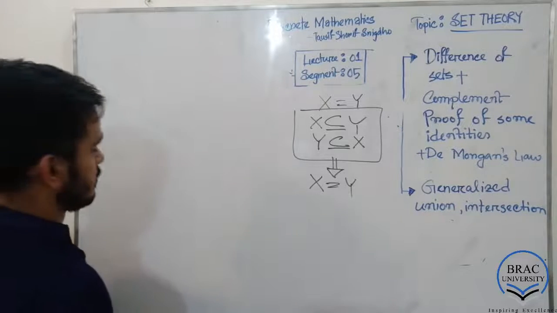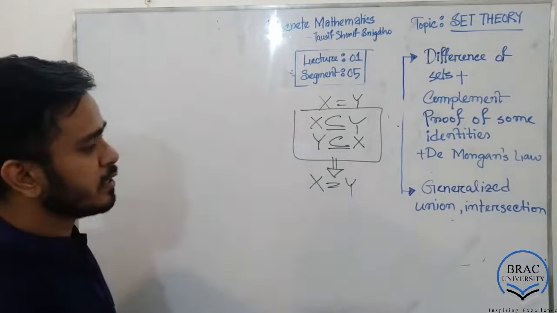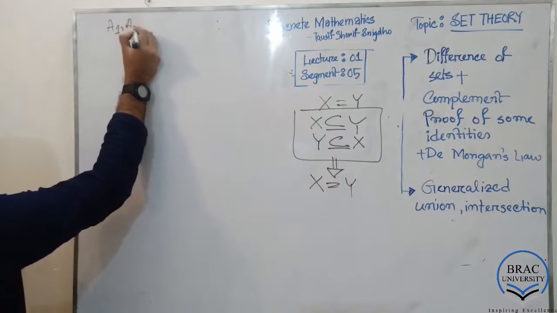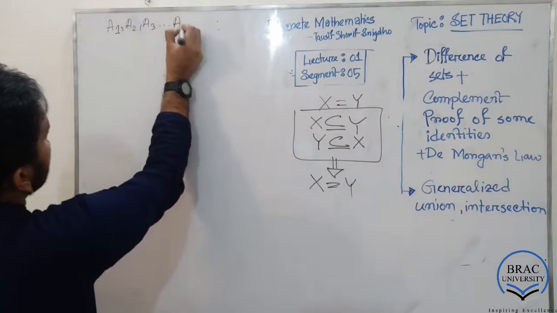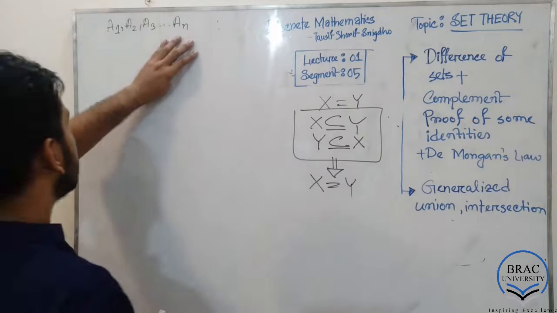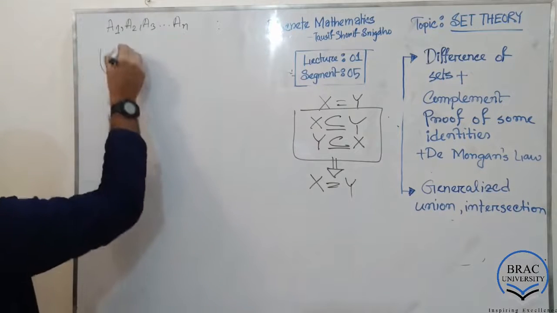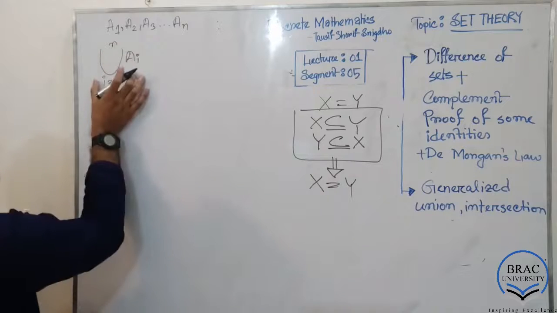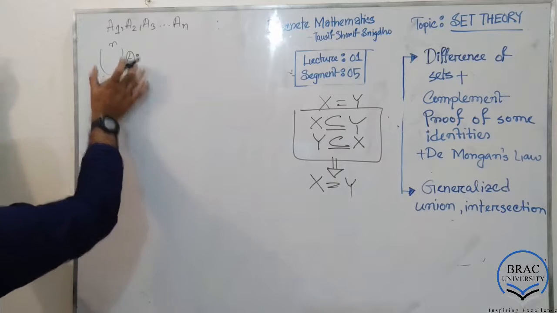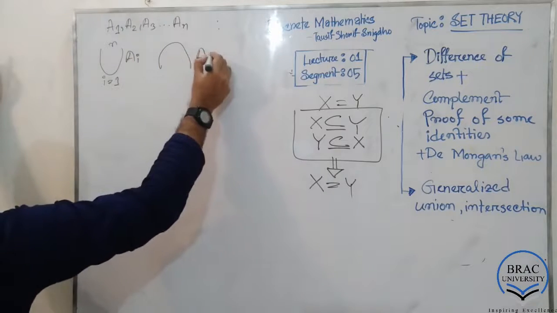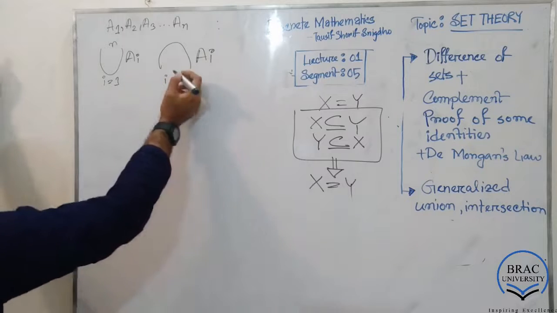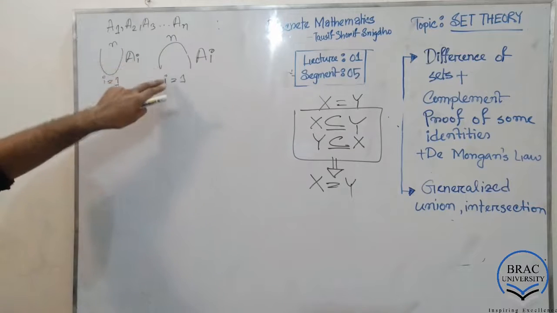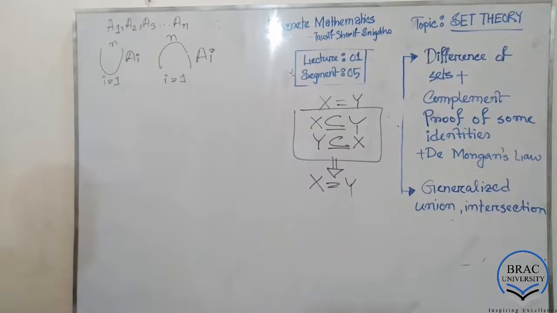Okay, so now we have come to the last portion of this segment, and we'll solve some problems of generalized union and intersection. And as we can remember, what is generalized union and intersection? We say that if there are many sets, then to denote the union of all sets, we write it like this: union of Ai from i equals 1 to n, right? This denotes the union of all of these sets, and similarly this denotes the intersection of all of these sets.